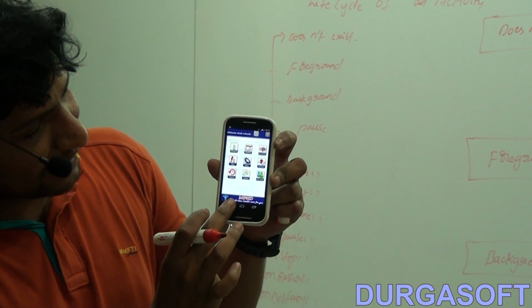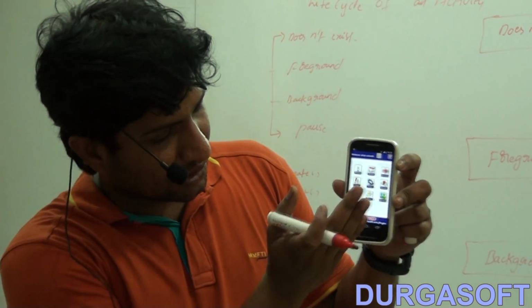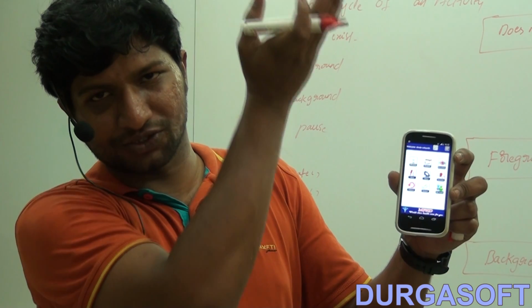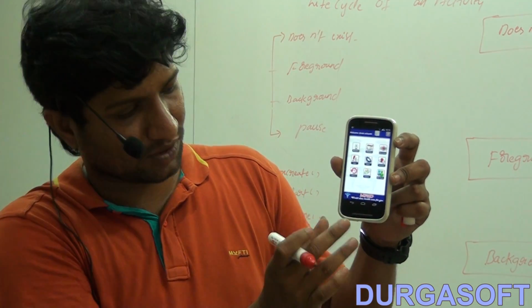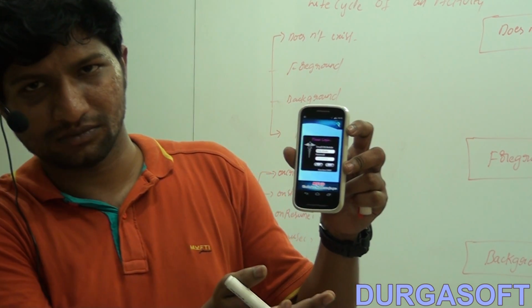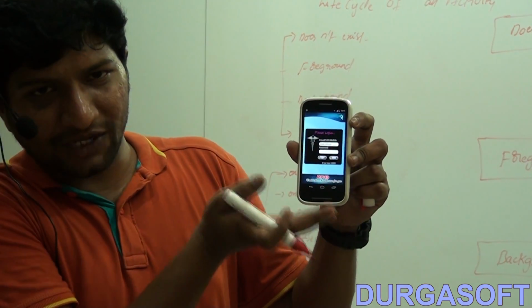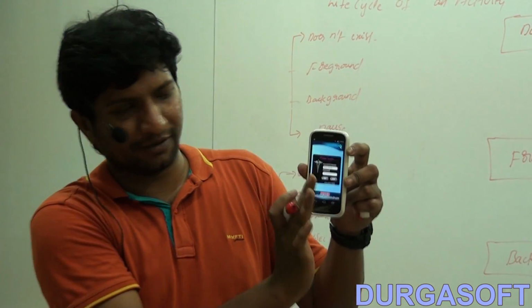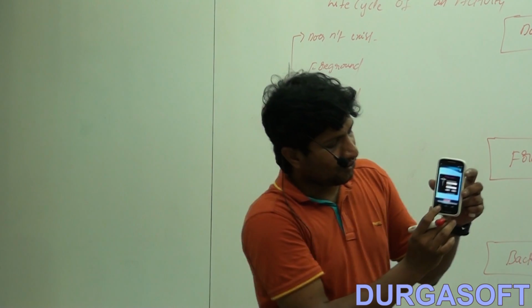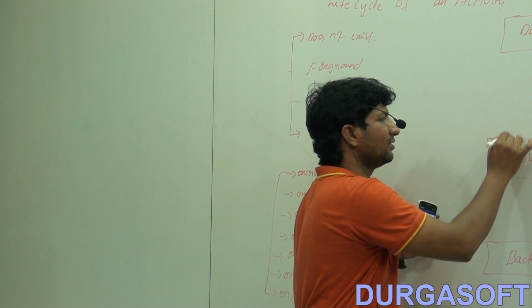Once you click the back button, the current visible activity is going to be destroyed. The background activity is going to enter into the foreground state. Just click the back button. The current visible activity is destroyed and the background activity enters into the foreground state. This is the current foreground activity. Once you click the back button here, this activity is going to be destroyed.